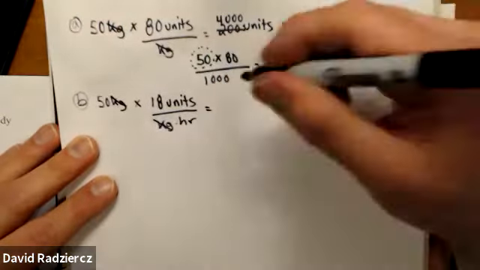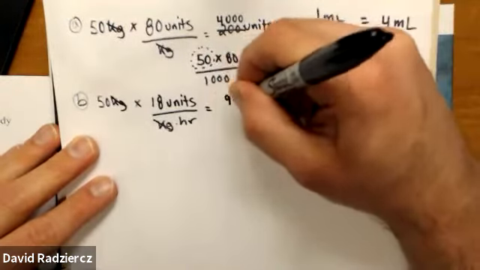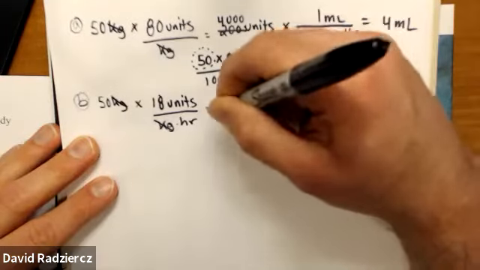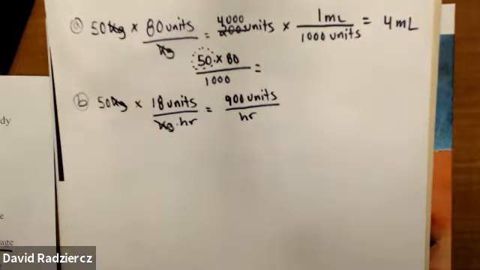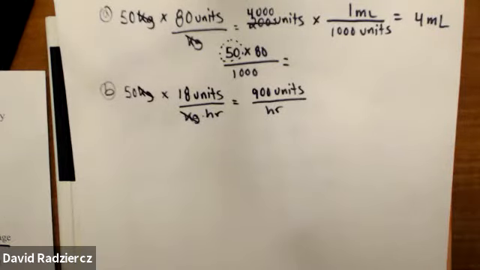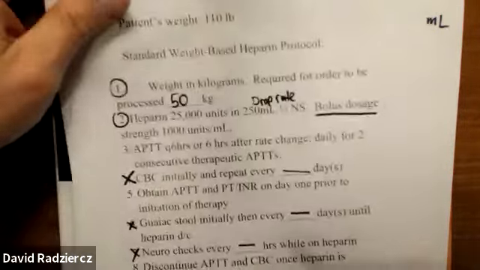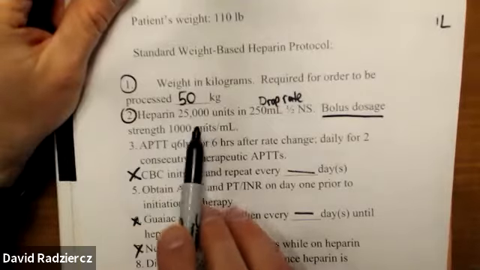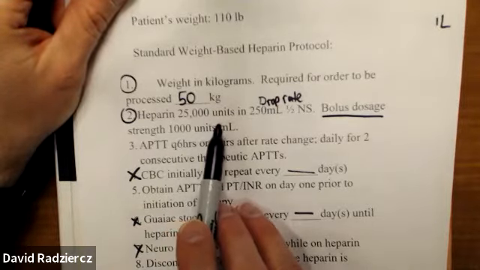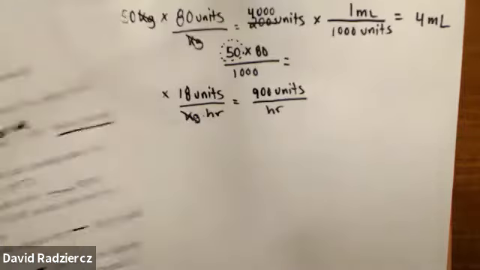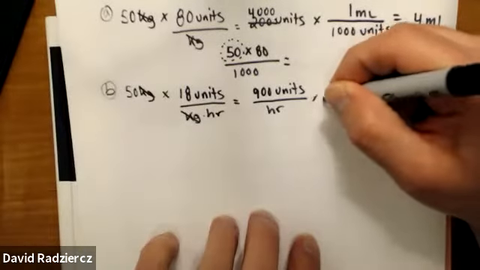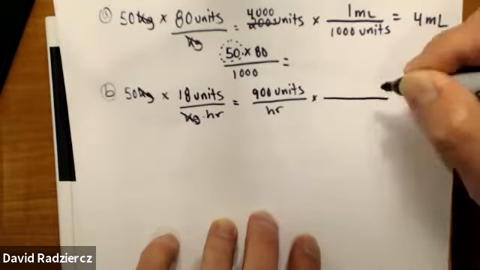And then what we'll get is 900 units per hour. And again, we don't want units per hour. We want milliliters per hour. So that's when I go back to step 2 of the protocol and I look at my IV bag. Okay, so you can see I have 25,000 units, 250 ml, and that's what we're going to use to convert units to milliliters.